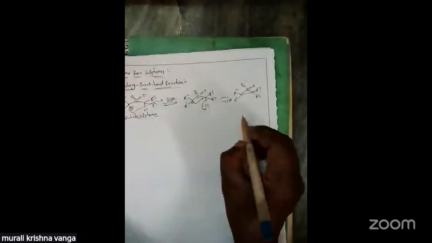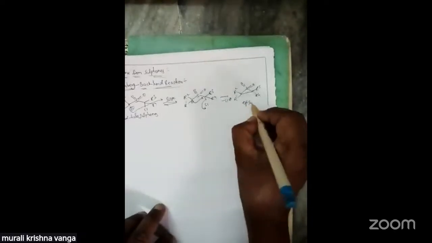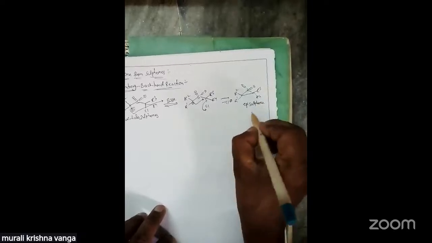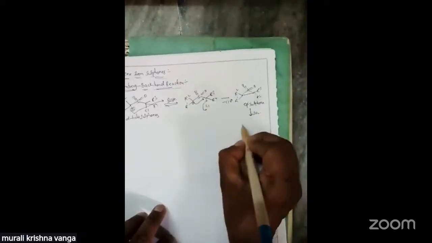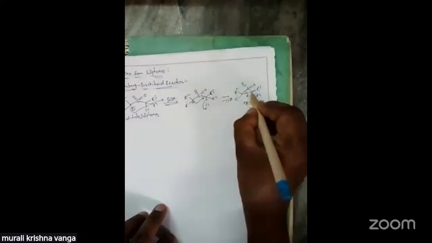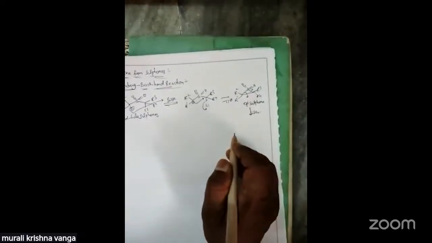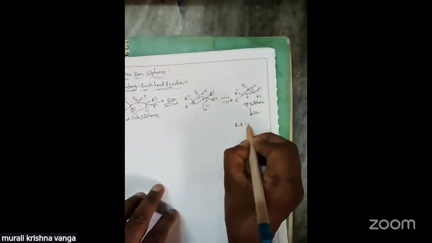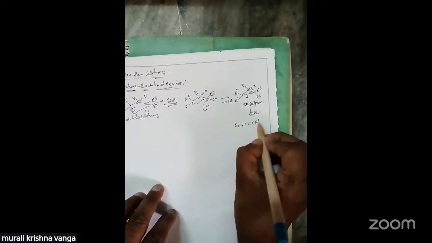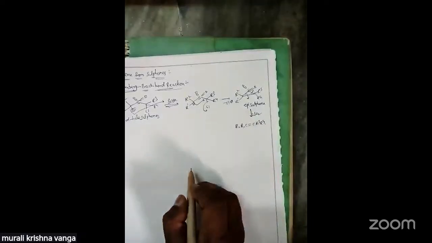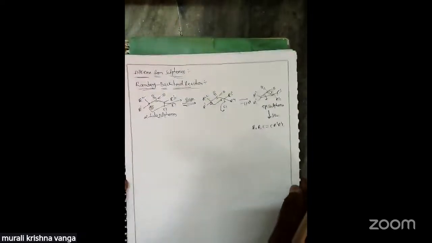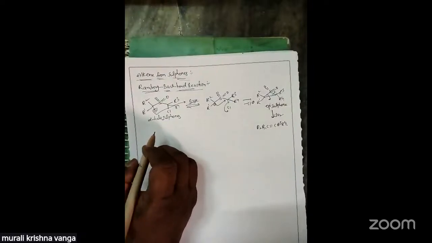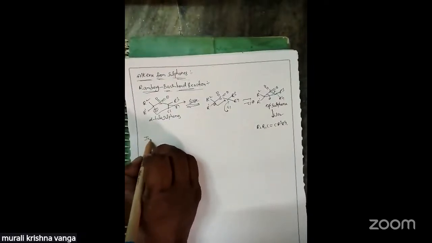Then this compound is an episulfone. This episulfone undergoes elimination of sulfur dioxide, and then alkene formation takes place, giving R1 R2 C double bond C R3 R4. Another example involving sulfones in alkene formation is the Julia-Lythgoe reaction.